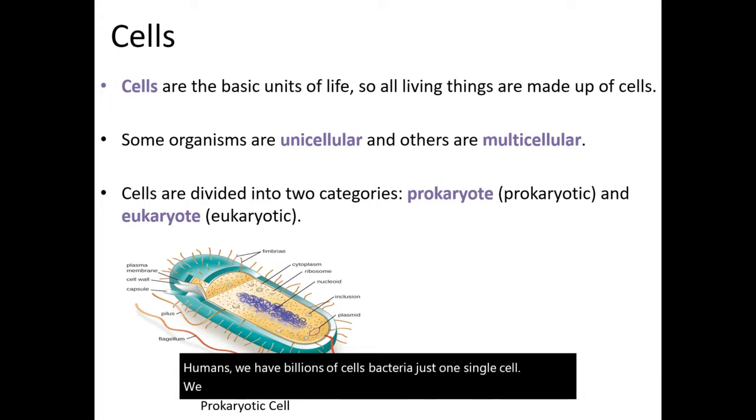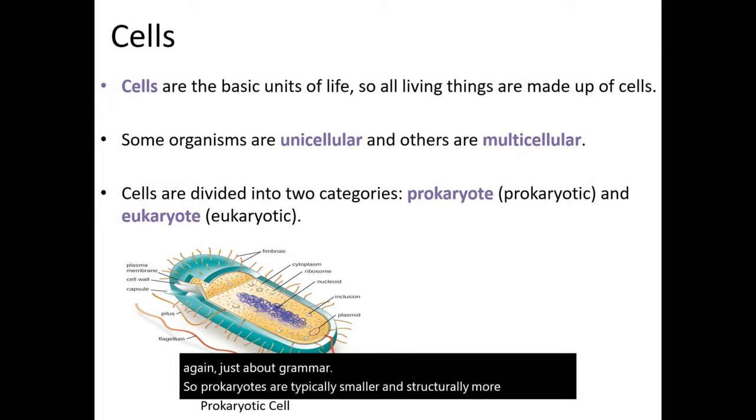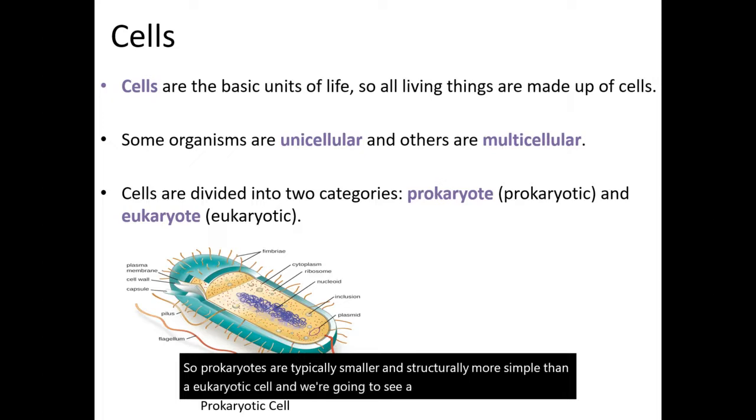We can further classify cells into one of two categories, prokaryotes and eukaryotes. Depending on how you're speaking about cells, you might say a bacteria is a prokaryote, or you could say this picture on the slide is a prokaryotic cell. Again, it's just about grammar. Prokaryotes are typically smaller and structurally more simple than a eukaryotic cell. And we're going to see a picture of one in just a second.